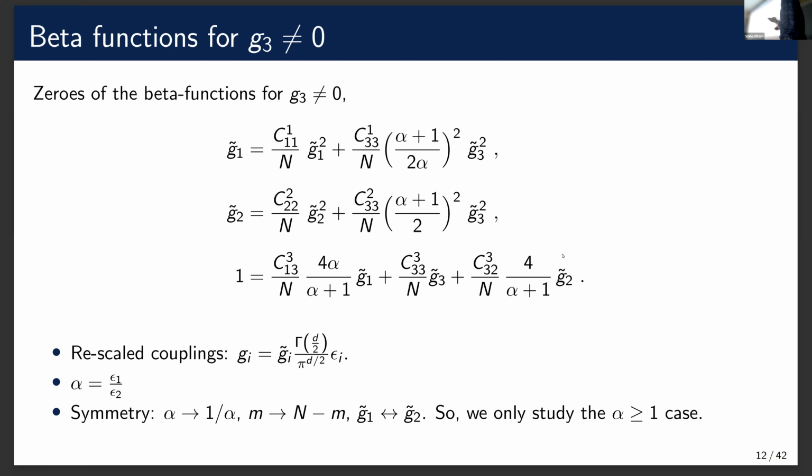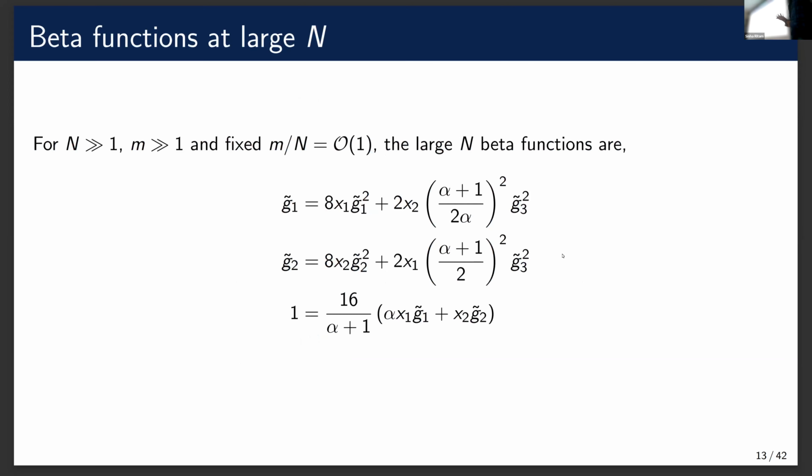Now the question is about solving these equations. These are a set of nonlinear equations, so there is no easy solution to these equations. You can, of course, attack it numerically, and you will find solutions to these equations, but we want to go as far as possible analytically. So what we do is we take the large N limit of these equations, and they turn out to simplify the equations greatly. So we take N much greater than 1, M much greater than 1, and we keep the ratio fixed between M and N. Okay, so this is one of the nice analytical limits that you can have.